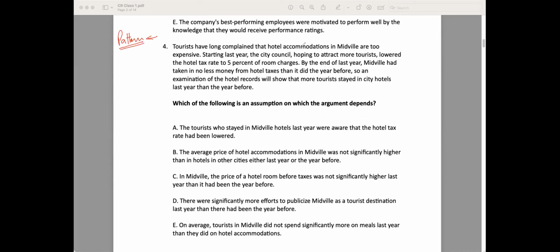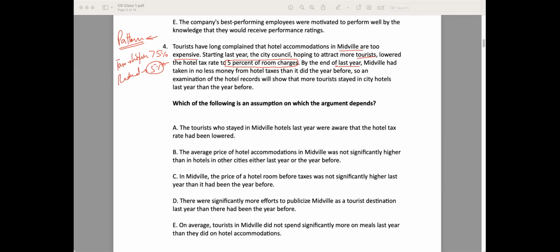Tourists have long complained that hotel accommodations in Midville are too expensive. Starting last year, City Council, hoping to attract more tourists, lowered the hotel tax rate to 5% of the room charges. Okay. So earlier the tax was higher than 5%. Right now it was reduced to 5%. Reduced to 5% means earlier it was more than 5%.